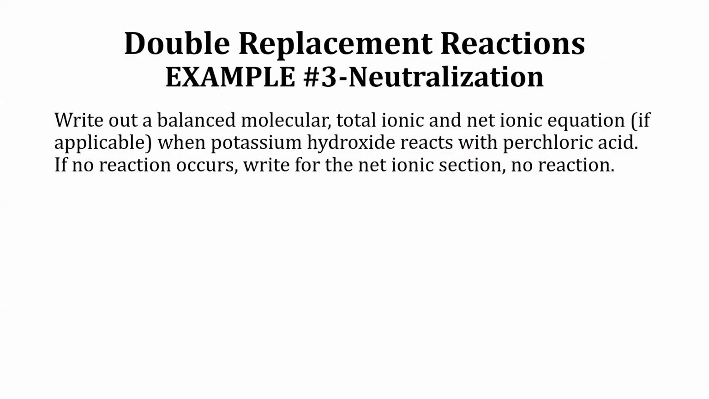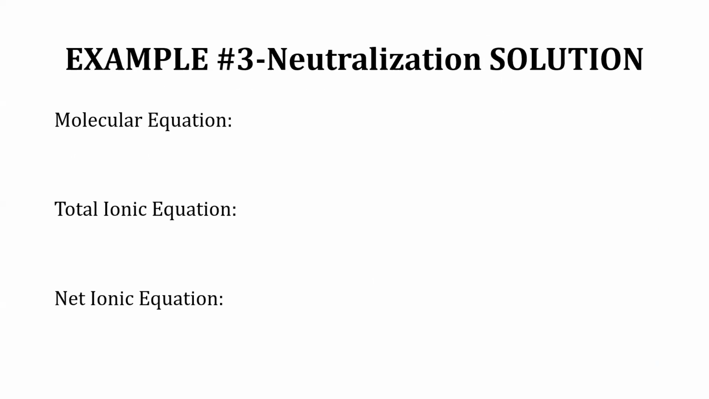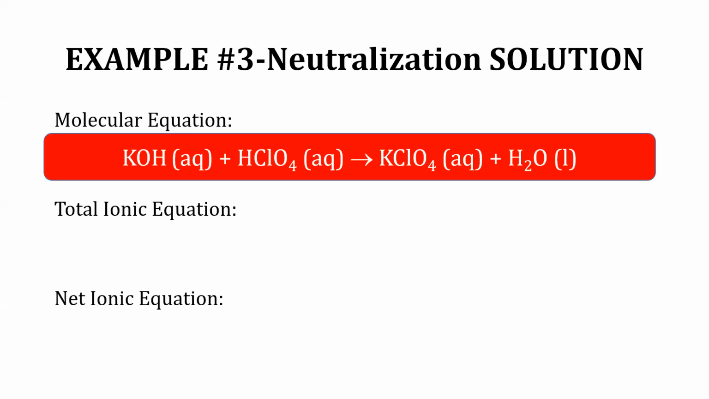Example 3 is a neutralization reaction. Write out a balanced molecular, total ionic, and net ionic equation, if applicable, when potassium hydroxide reacts with perchloric acid. If no reaction occurs, write for the net ionic section, no reaction. Substances are aqueous phase unless otherwise stated. The molecular equation is KOH plus HClO4 forms KClO4 plus liquid water, or H2O.